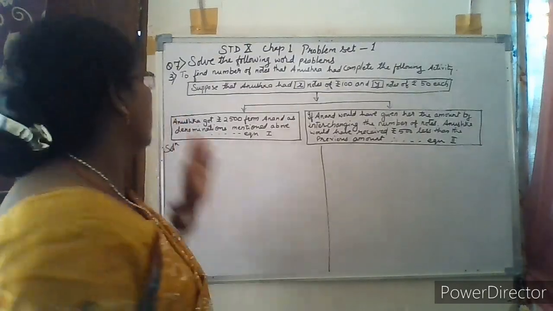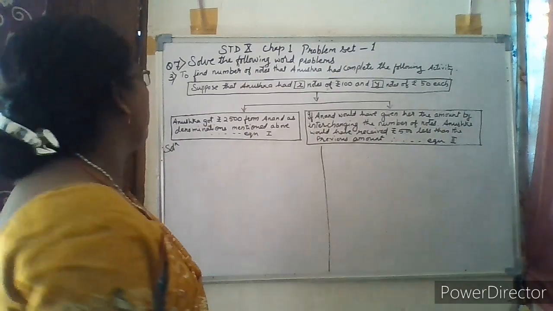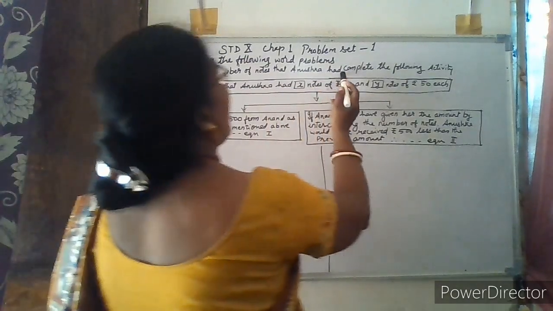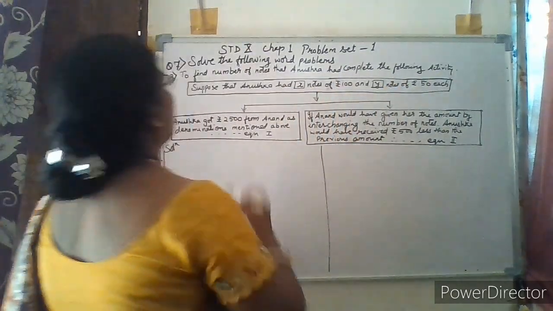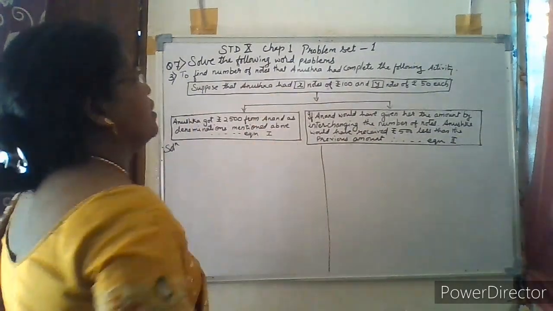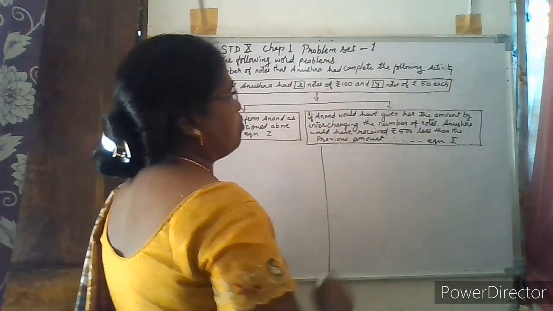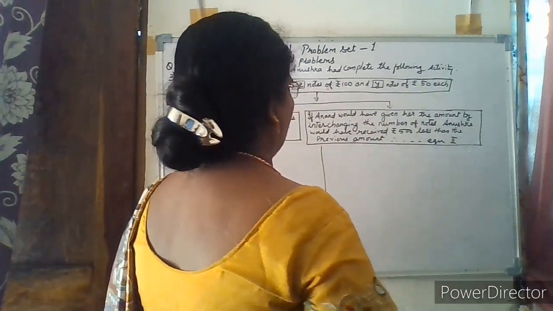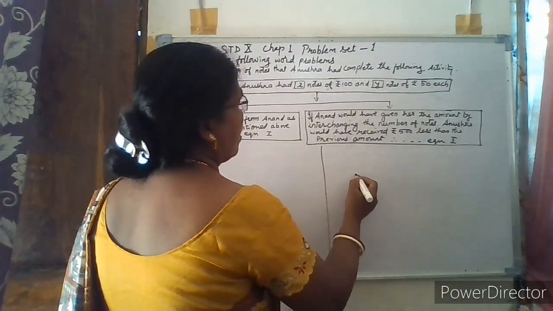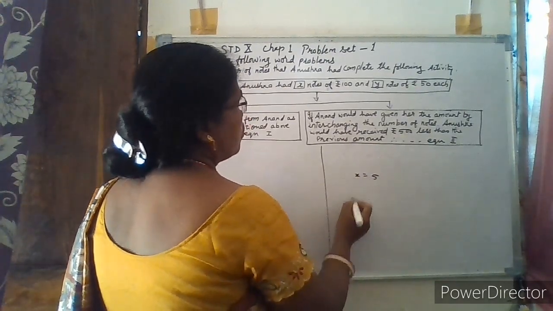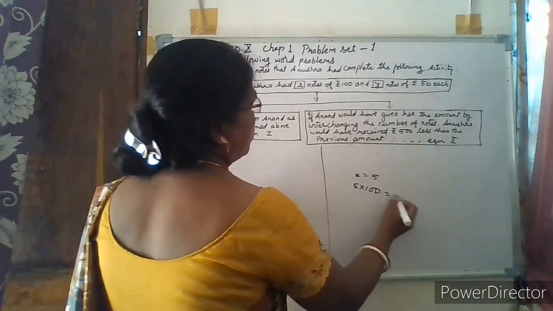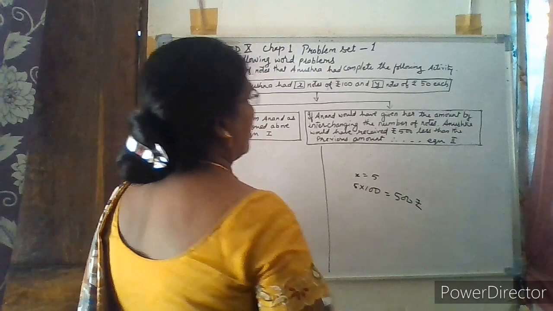Now let us go with the third question. It is an activity question. Now see, it is given that to find the number of notes that Anushka had, complete the following notes. It is given here in the box. Suppose that Anushka had X notes of 100 rupees and Y notes of 50 rupees each. That means X notes, suppose that X value is equal to 5, so 5 notes of 100 rupees is equal to 500 rupees. In that manner we have solved.